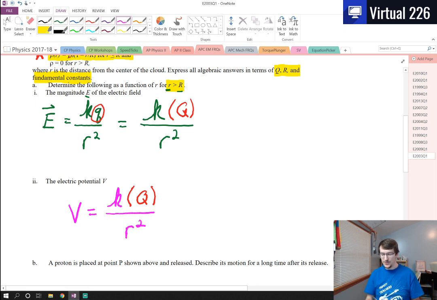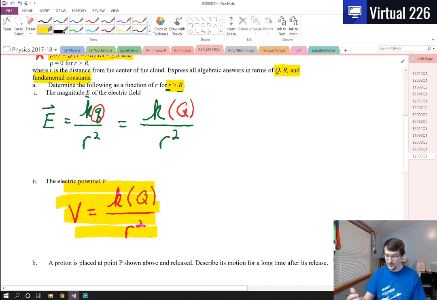You could technically also do this by integrating your electric field. You can do that as well. That's totally fine. This equation is just sitting on the equation sheet for this test, so you might as well use it. The key here is remembering that spherical charge distributions, when you're outside of the sphere, act as point charges, and that's a nice thing for us.